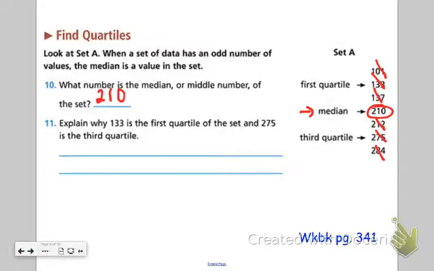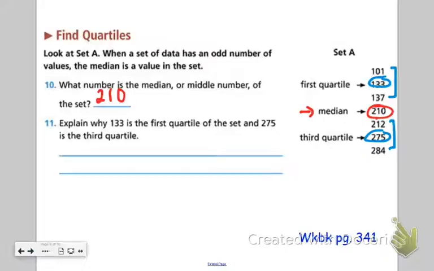And now when you go to break it up into two equal parts, let's change colors here, your two equal parts are going to be the 101 to 137 and the 212 to 284. So your first quartile is going to be the 133 because that's the median of the lower half, and your third quartile is 275 because that's the median of the upper half.